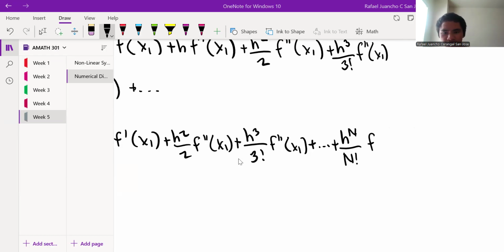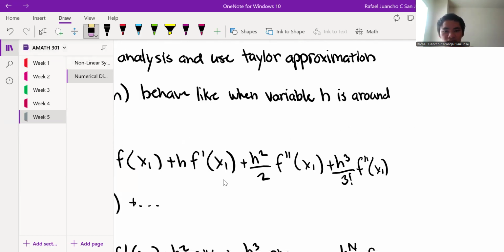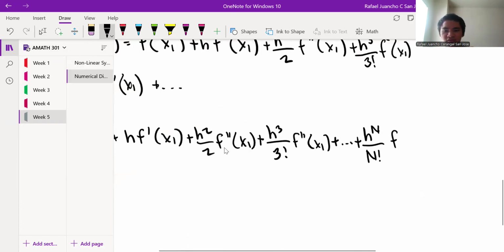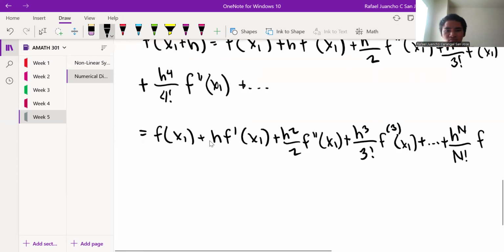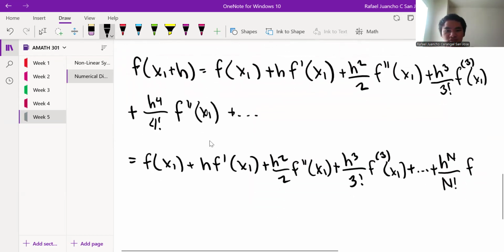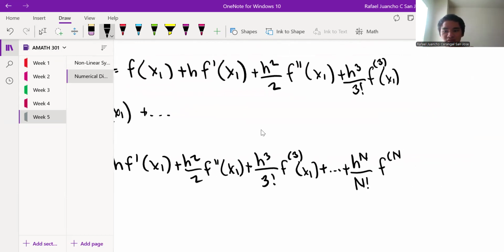Oh, wait a minute. This is three. Triple derivative, and then this one's also three. Oops, my bad. And then this is gonna be four. And so this is gonna be the nth derivative.